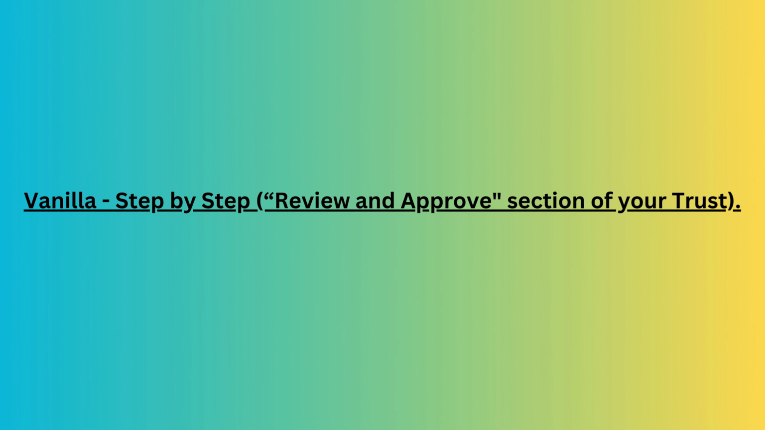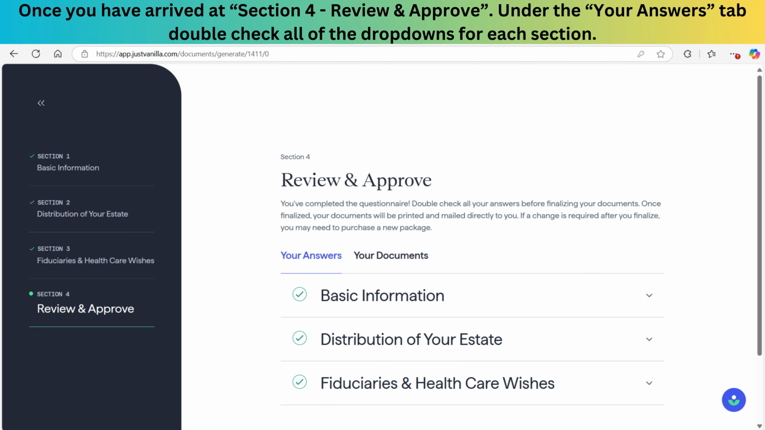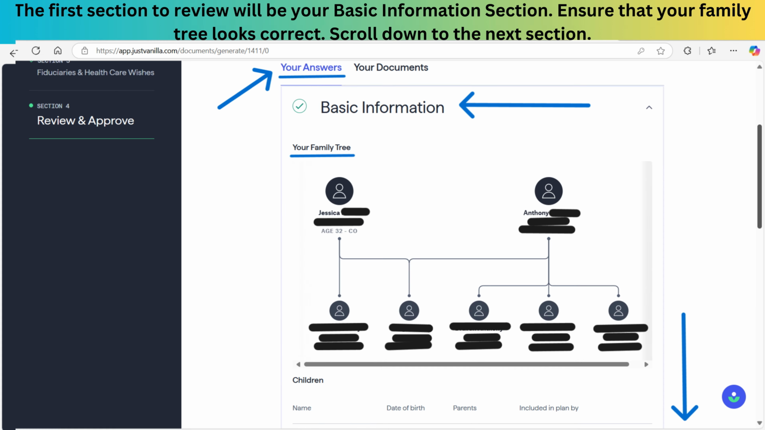Vanilla. Step by step. Review and approve section of your trust. Once you have arrived at Section 4, Review and Approve, under the Your Answers tab, double-check all of the drop-downs for each section. The first section to review will be your basic information section. Ensure that your family tree looks correct.